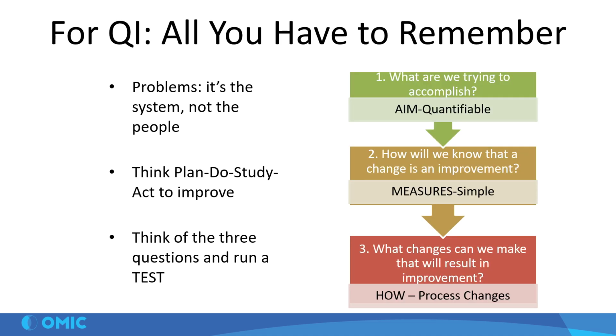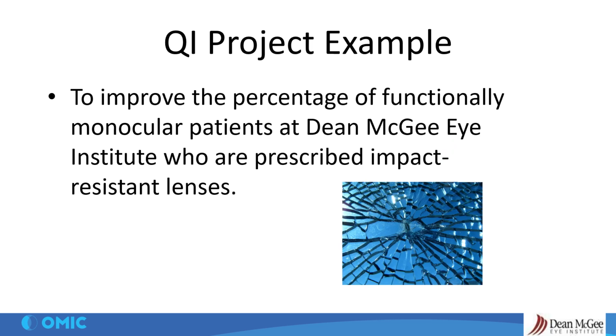So the summary of quality improvement is to focus on the process and making that better rather than singling out and punishing people. Use the PDSA cycle to decide on and measure what you want to improve and see if the changes you make actually work and if they should be implemented beyond the study period.